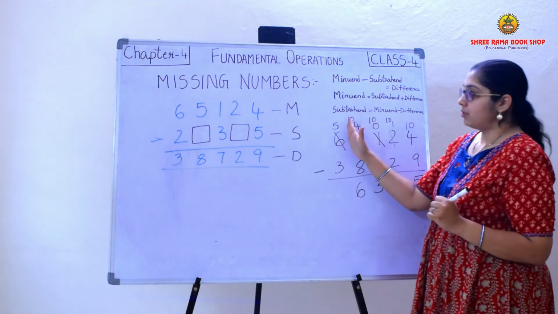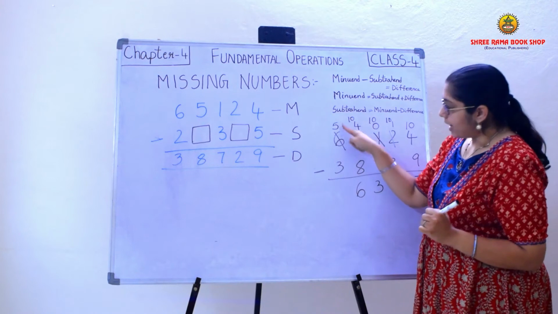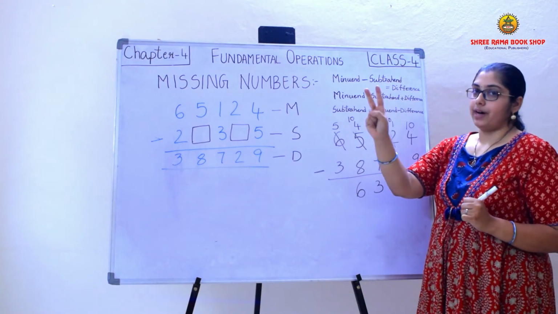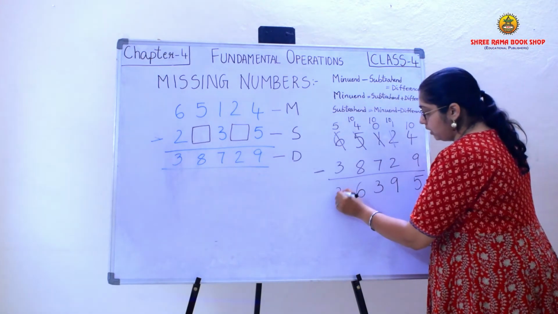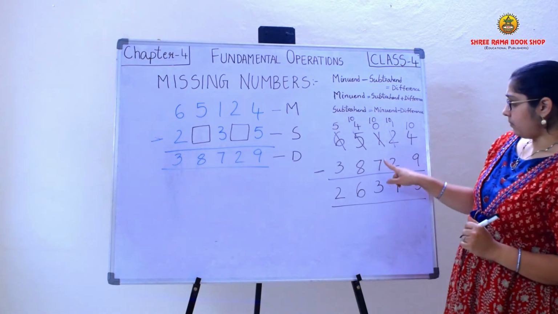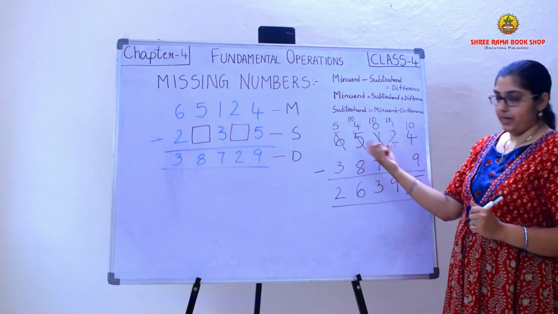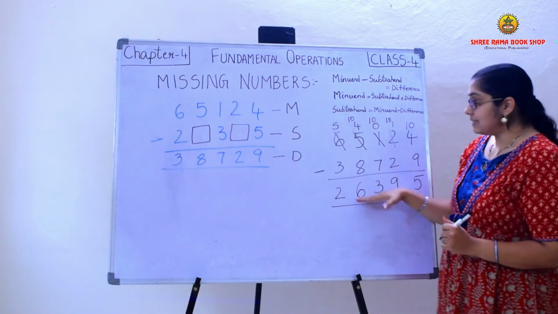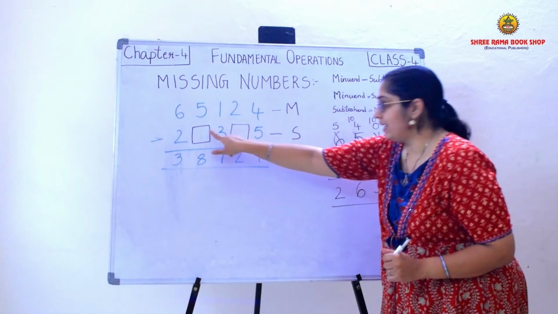Okay, now coming to the 10,000s column, it is 5 minus 3. So, after 3, 4, 5. It is 2. Now, I have subtracted and found the difference from the minuend. Now, I compare this and this to get the missing numbers.